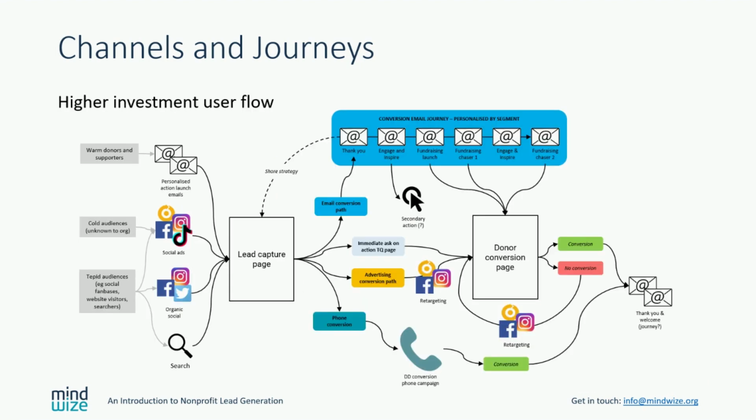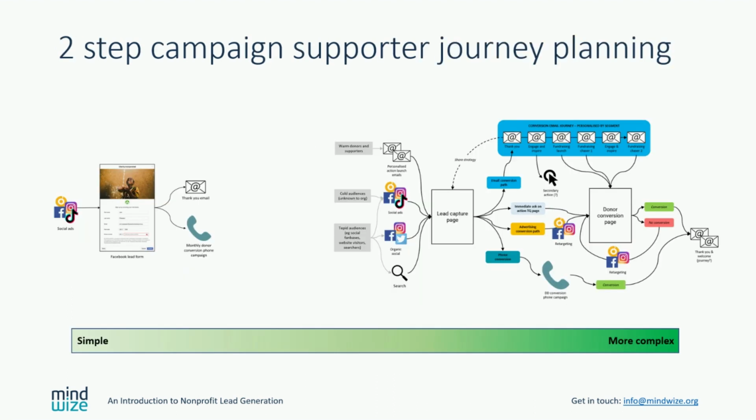Up the more complex end of the spectrum, we've got dedicated campaign landing pages for lead generation and donor conversion, and we're using a range of channels to drive traffic to that lead gen landing page, including social ads, organic social, paid search, and even email so that your existing subscribers can share with their friends. After someone takes that lead gen action, they go on a multi-channel conversion journey, including an immediate online ask, an email journey, retargeted ads, and telemarketing. Now, both simple and complex user flows are viable. The best choice for you really just depends on your campaign objectives.